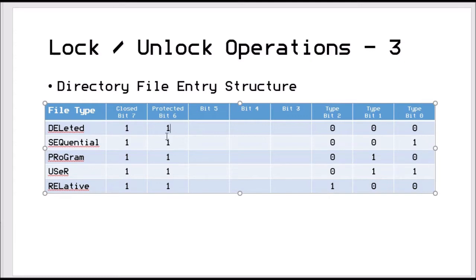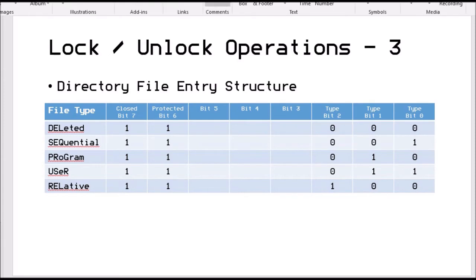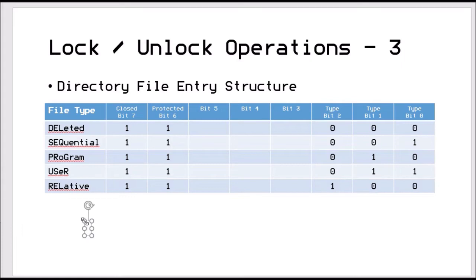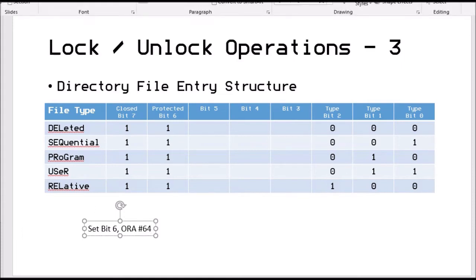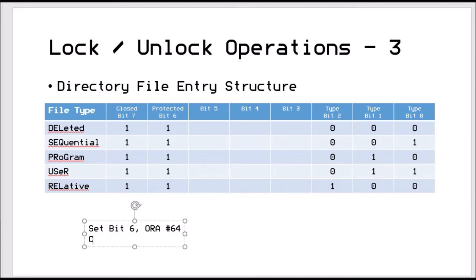And so what we need to do is modify bit 6 on the file type byte. Right? So to set bit 6, we need to OR it with 64. Yeah, because you want to set bit 6, so you need to OR it with 64. But to clear bit 6, we need to AND it with 256 minus 64. 255 minus 64 is 191.